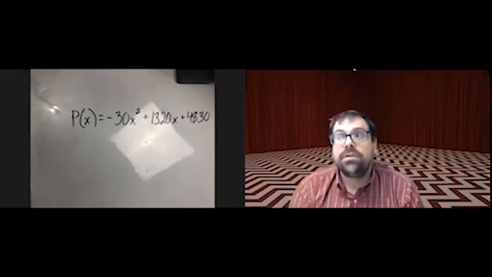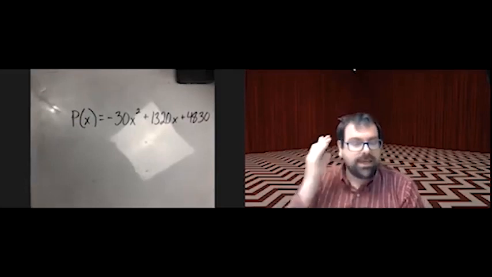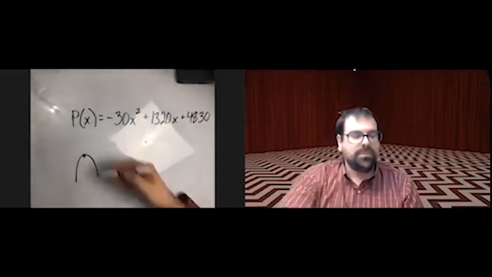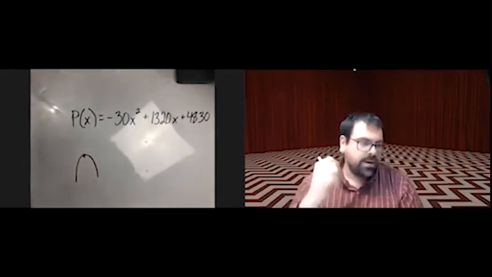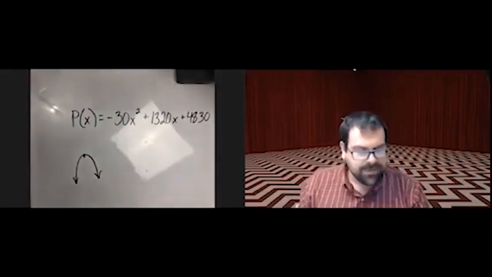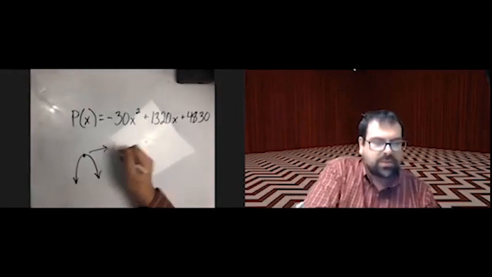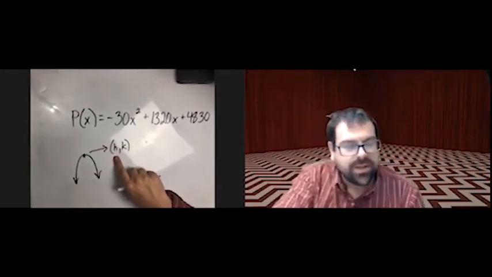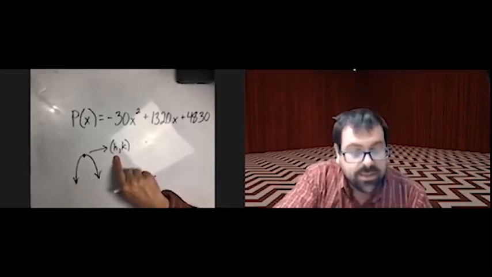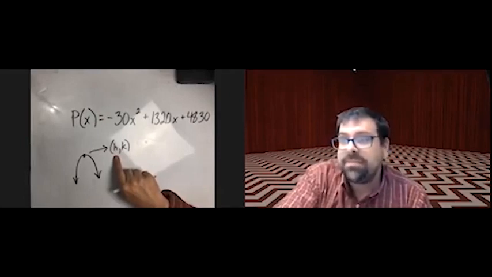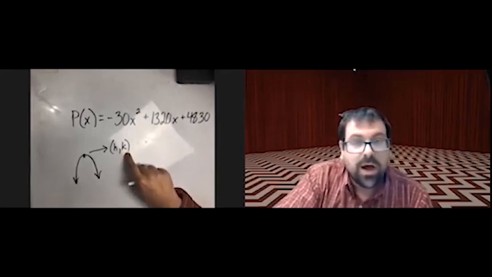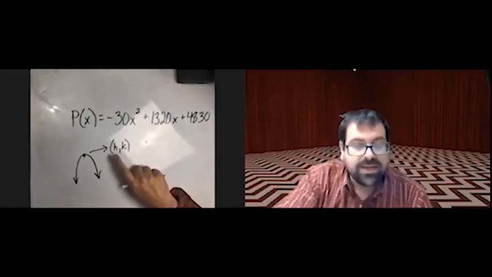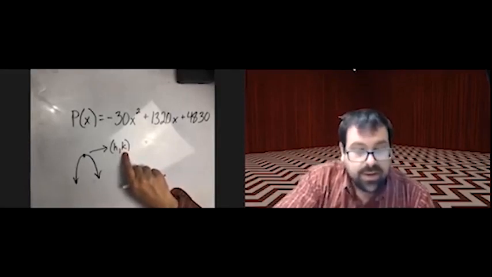Let's find the maximum possible daily profit. When we hear maximum, we think of the vertex of a parabola, where it's on top, where it's the maximum point, the uppermost point. And sure enough, this is a parabola because it has an x squared. The vertex point is (h, k), where x equals h is the maximum input. In this case, it would be the maximum x, the maximum number of cars, which would give us y equals k, the maximum profit. We want to find the maximum profit, which means we need to find h so that we can find k.